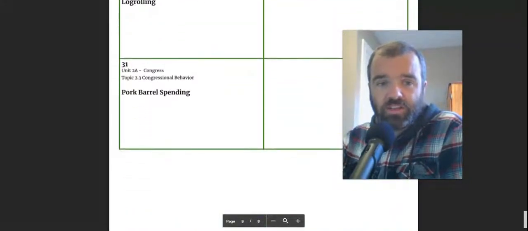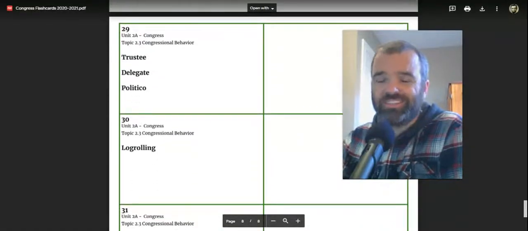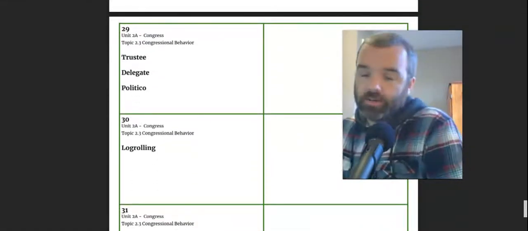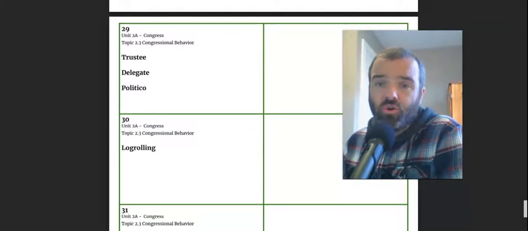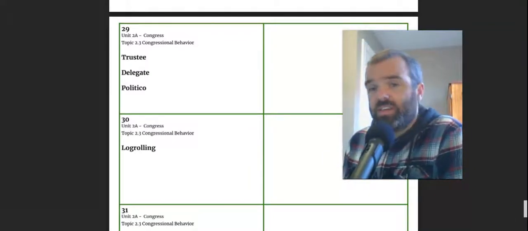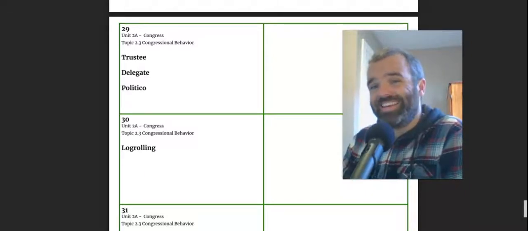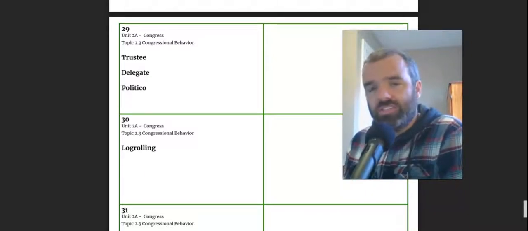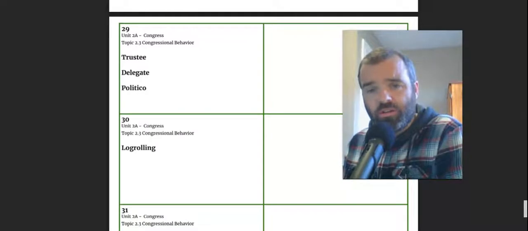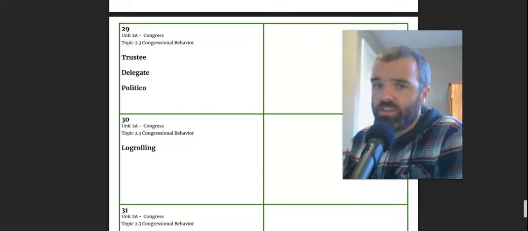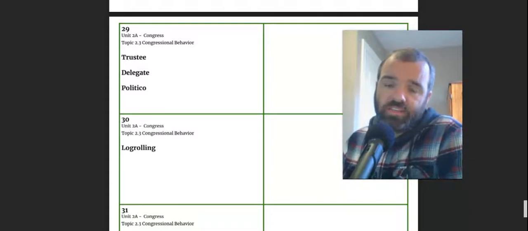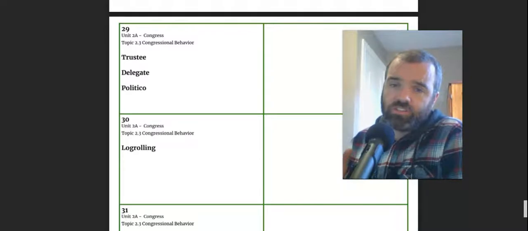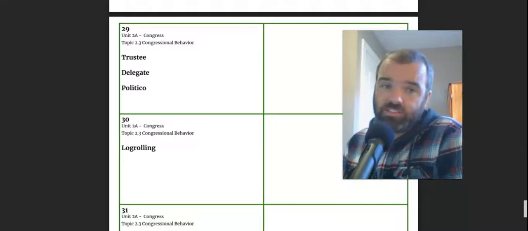Just a few more slides. When congressmen and women make decisions about how to vote and how to view their role as a member of Congress, they can view themselves as either a trustee, a delegate, or a politico. A trustee is someone who goes to Congress and views their role as having been entrusted to make the decisions that they think are best, because that's what their constituents would want them to do. Their constituents vote them in, and then they make the decisions they think are best.